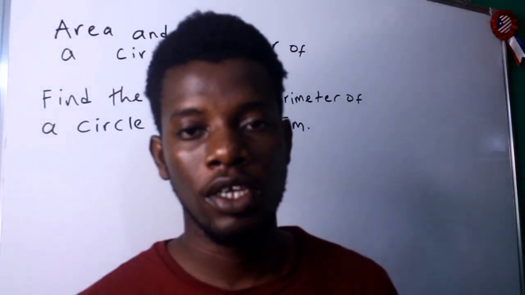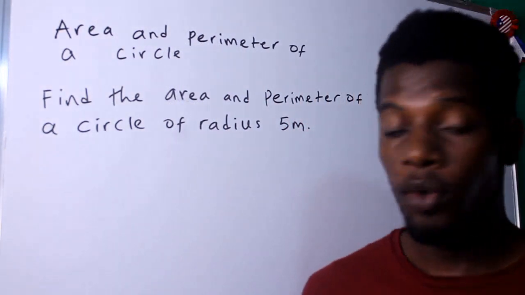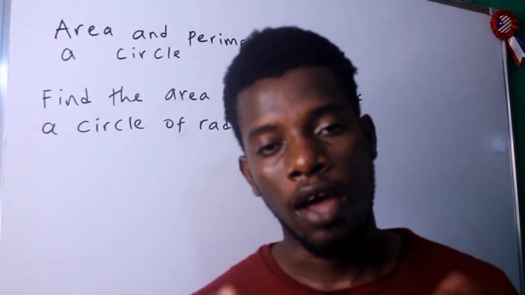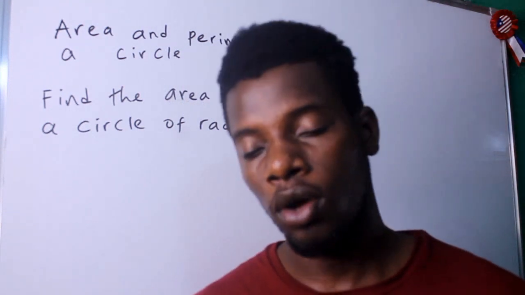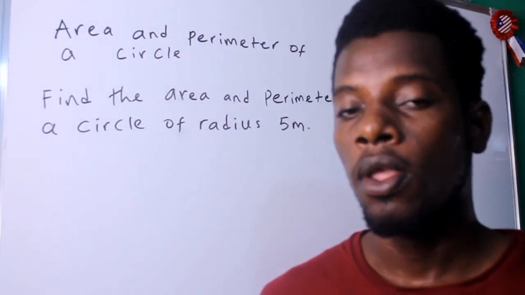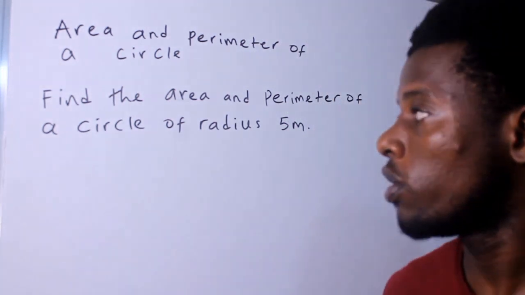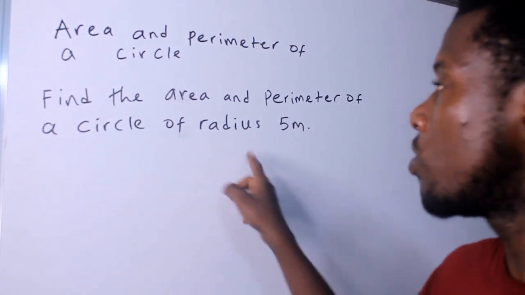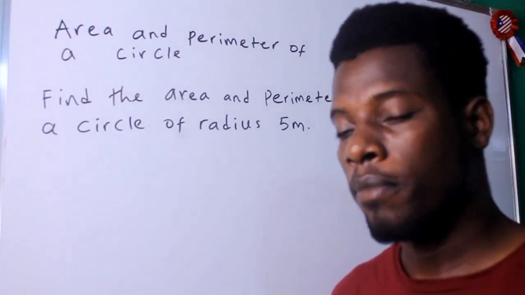Today we are going to be finding the area and the perimeter of a circle. Have you ever wondered how do you find the area of a circle? How do you find the perimeter of a circle? You stumbled upon this video for a reason. So find the area and perimeter of a circle of radius 5 meters.